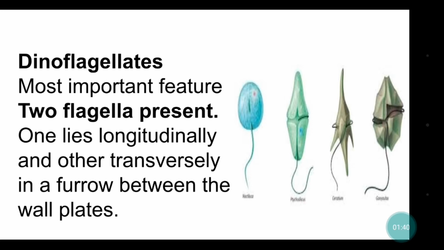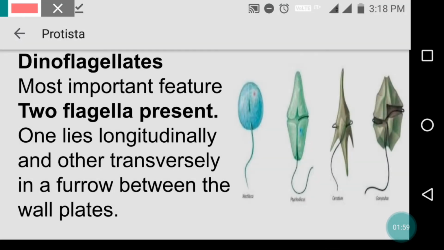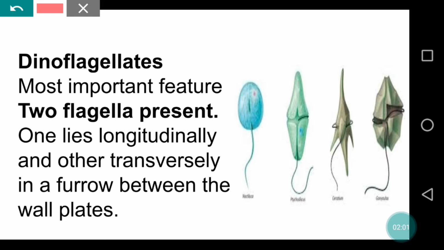One of the most important features is that it has got two flagella. Obviously two. So two flagella are present in it. One lies longitudinally and other transversely, like this. Here you can see it is longitudinal flagella. And here this one is this one and this. These are the transversely arranged flagella.